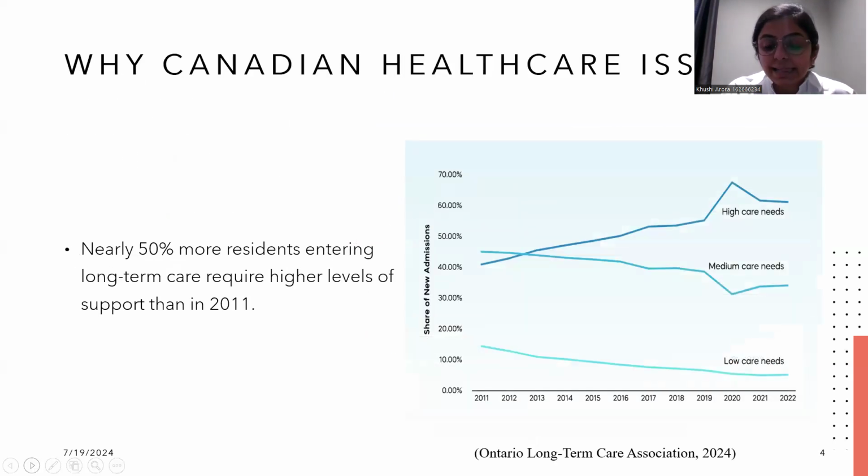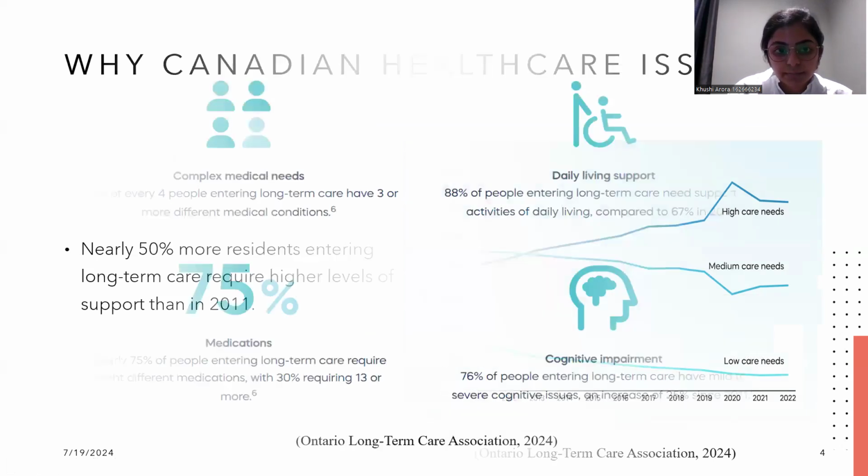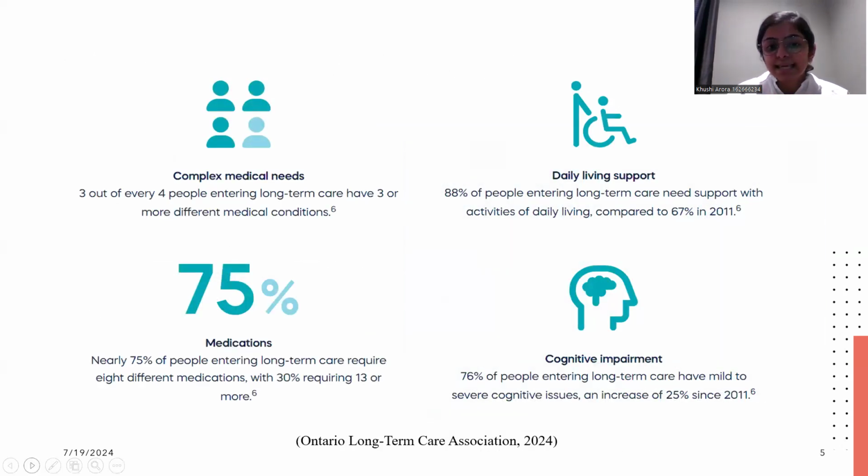So, why is it a Canadian healthcare issue? Because nearly 50% of residents entering long-term care homes require a high level of care according to the Ontario Long Term Care Association in 2024. According to the OLTCA, residents who enter long-term care homes first of all have complex medical needs, they require daily living support, 75% are on medications that can cause dementia, and fourth is cognitive impairment, which can result in cognitive issues like dementia and delirium.